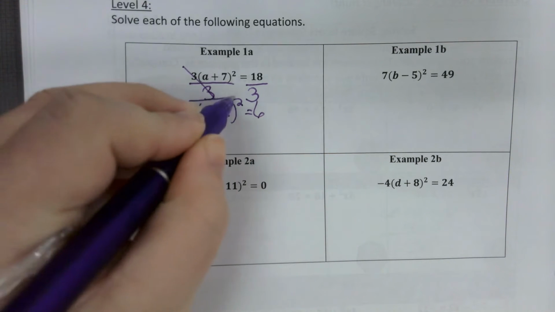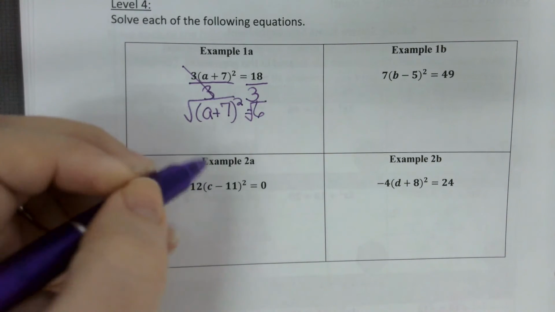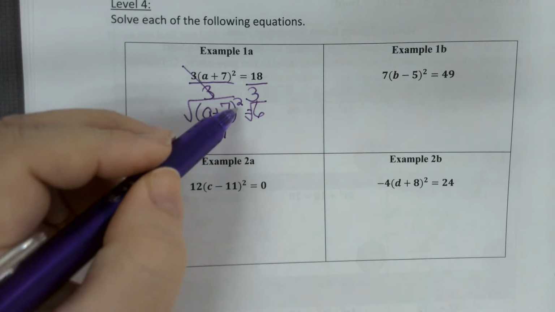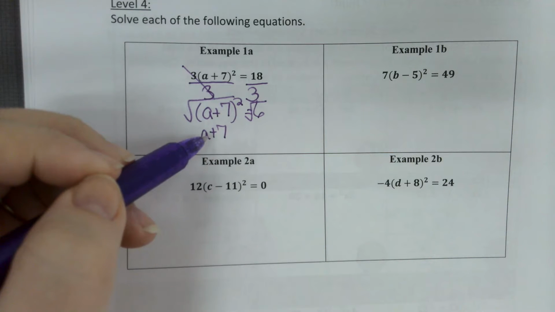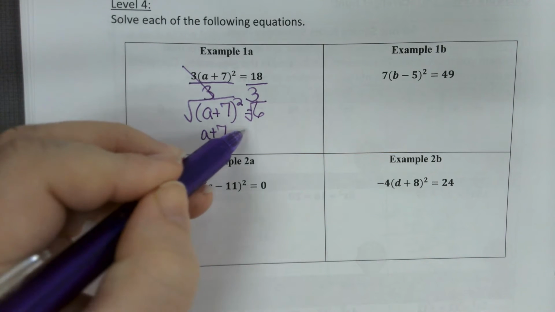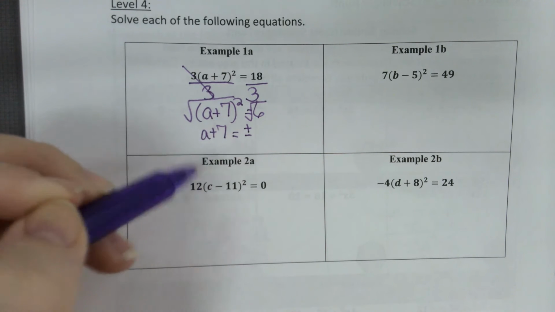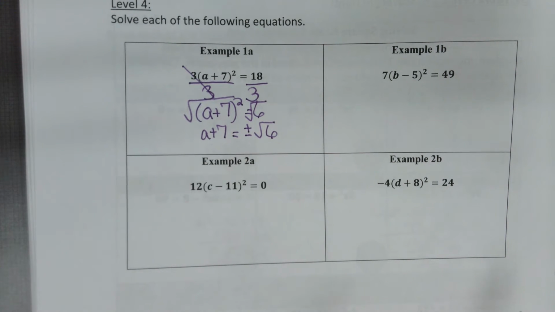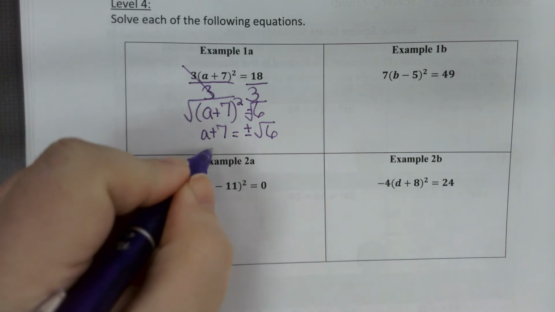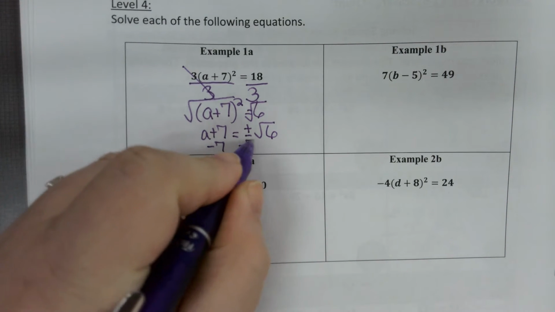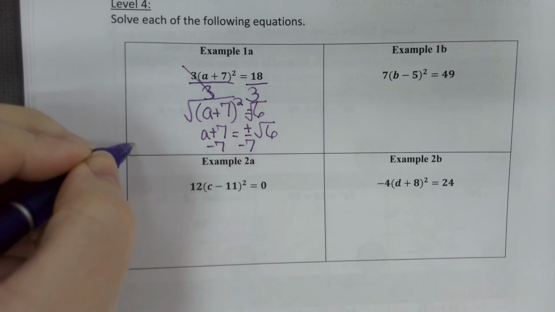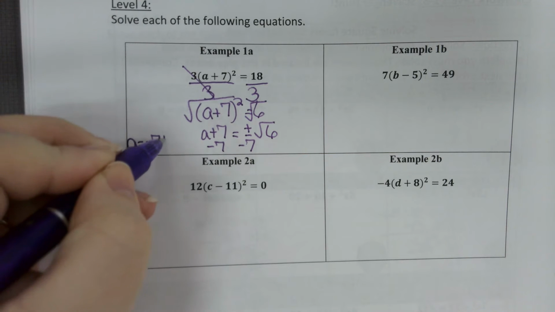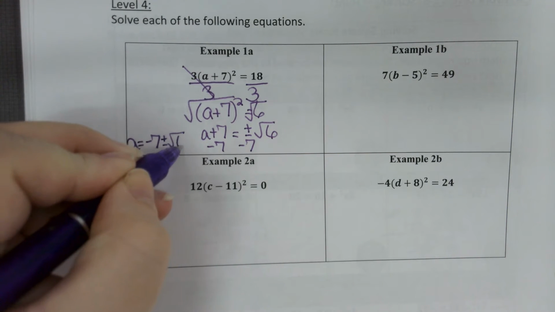Then we can square root both sides of the equation to give us a plus 7, because the square root of something squared cancels out the square and the square root. But we need to put a plus or minus in front of our answer. Finally, we have to subtract 7 because our goal is to get this a by itself. So when I subtract 7 from both sides, that negative 7 comes in the front, then plus or minus 6.